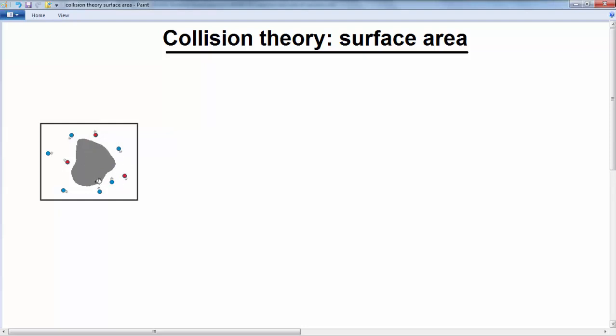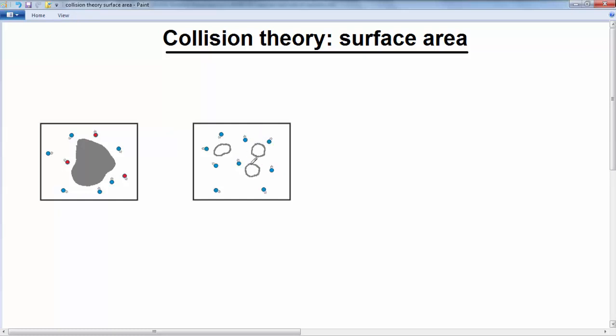But the point is that if we want to improve the chance of a collision in this situation, what we need to do is reduce this grey substance into smaller particles. Okay, so let's do that. Spread them around evenly. What we've done then is improved the chance of a collision.